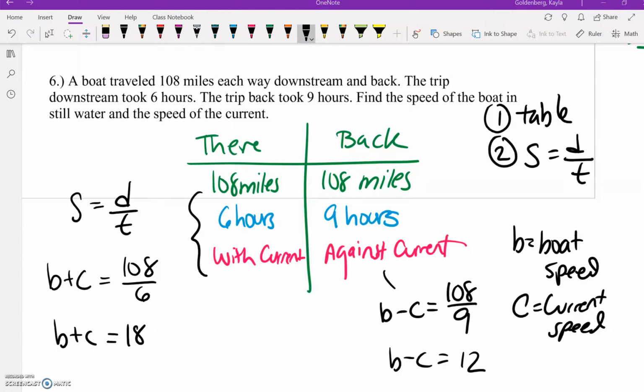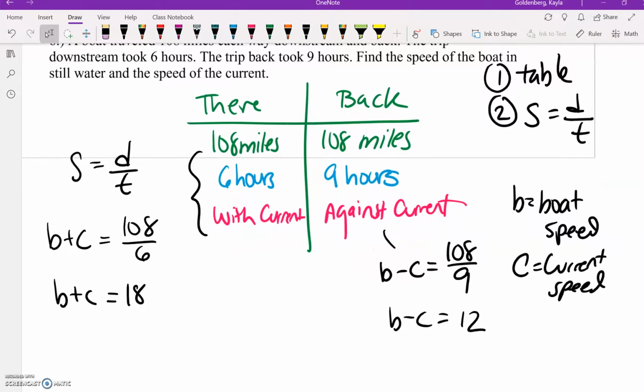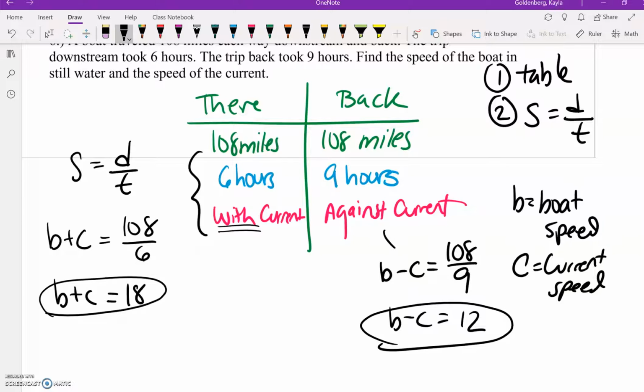Okay, so I've got my speed equals distance over time. For the first one, my speed, if I'm going with the current, is helping me. So my speed is the boat speed plus the current speed. They're combining together equals my distance, 108, divided by my time, 6 hours. And then a simplified equation is boat plus current speed is going to be 18 miles per hour, compared to when they go against each other, when my boat minus my current speed, I'm only going to be going 12 miles per hour.